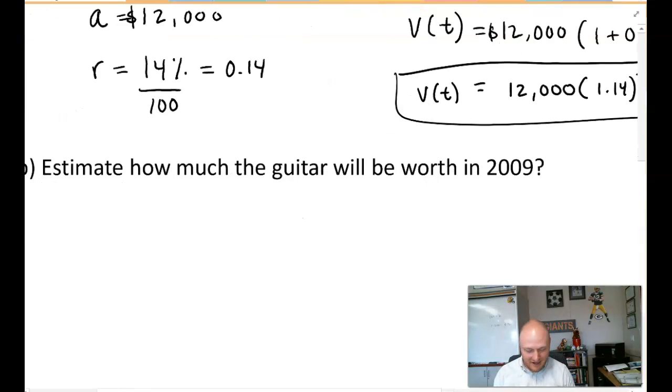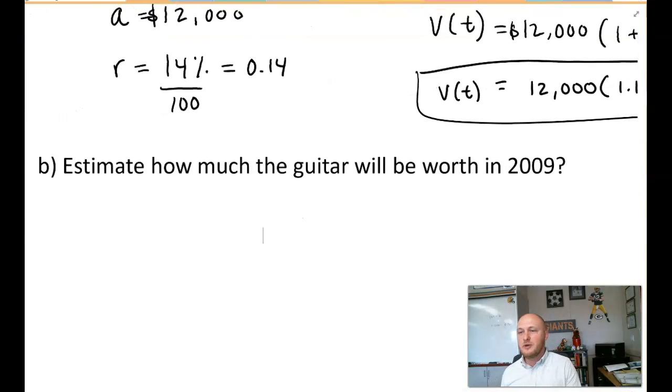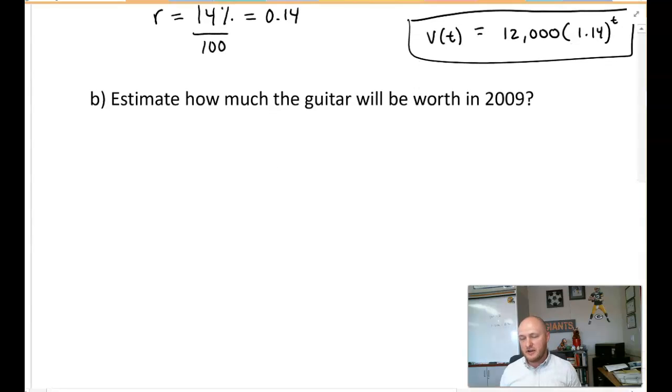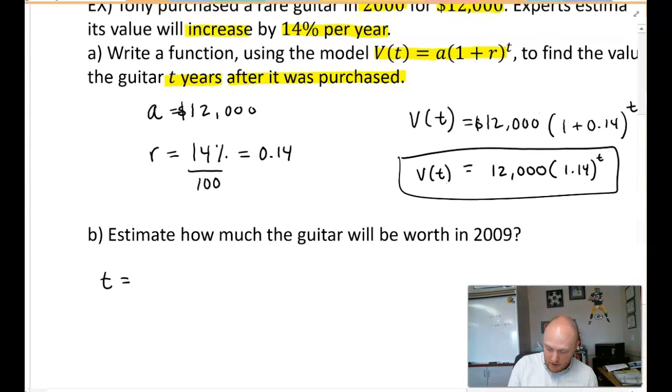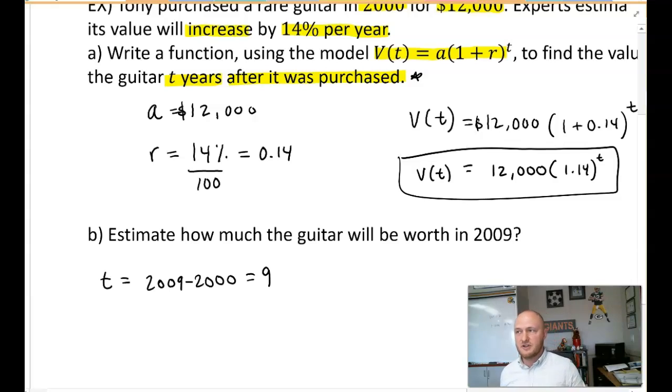All right, so now let's find out how much the guitar will be worth in 2009. So avoid the pitfall here. You need to identify what value of t you're going to plug into your function. t is not 2009. We need to figure out t, the years after it was purchased. Tony purchased it in 2000, so I'm just going to do some simple subtraction. 2009 subtract 2000 is 9. So our t value that we plug into the function is going to be 9.